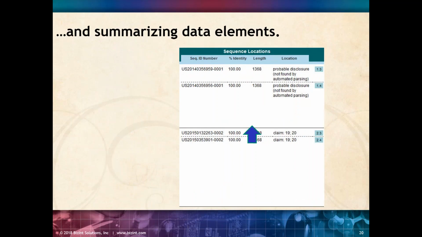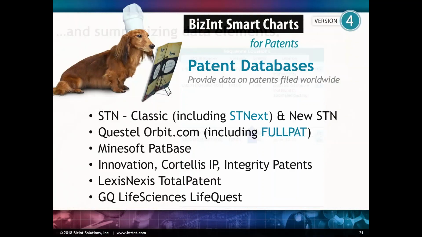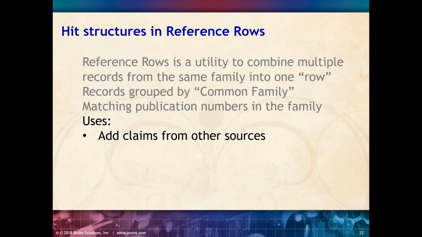And then here off to the right, we have data elements that are repeated where there's multiple data elements within a family. In this case, these are sequence hits. We can summarize the information of what was the quality of the hit, the percent identity, the length of the alignment, and where was that found in the members of the family. So you could take various components from databases on STN. So you could go to Orbit, PatBase, various Clarivate products, LexisNexis, and GQ Life Sciences.